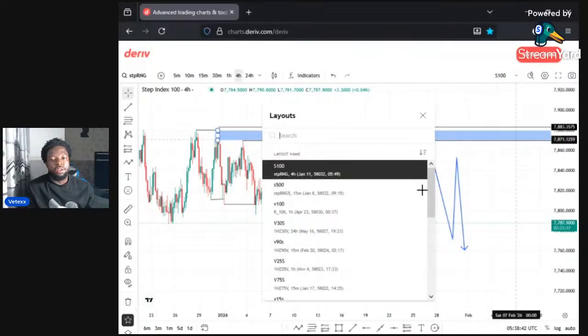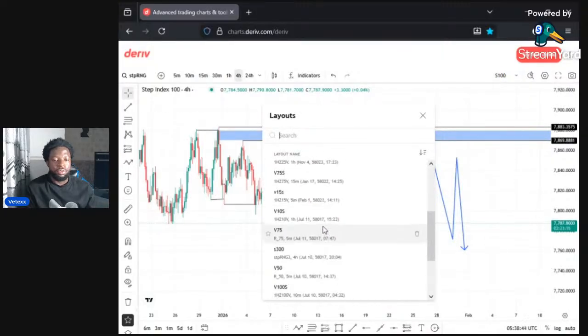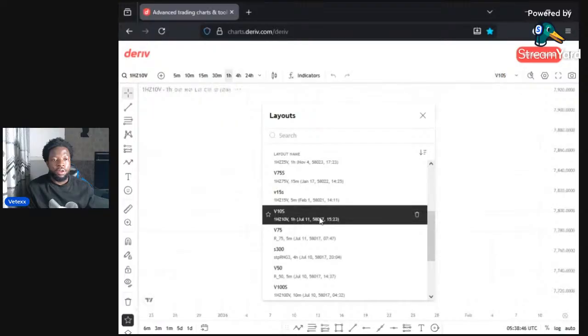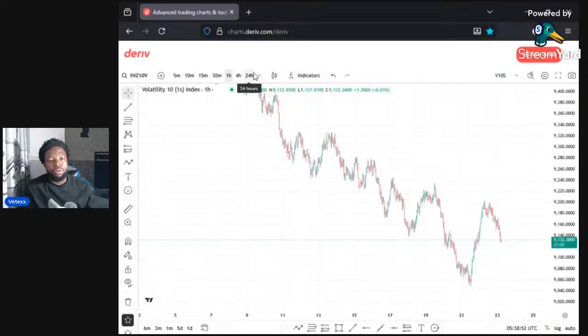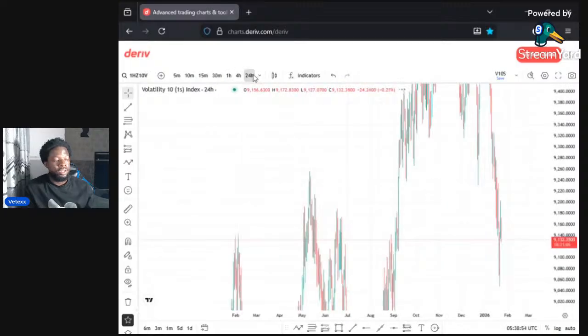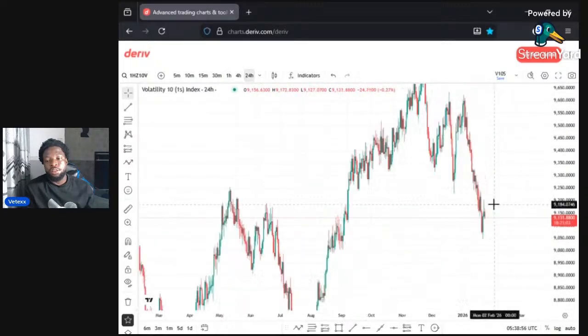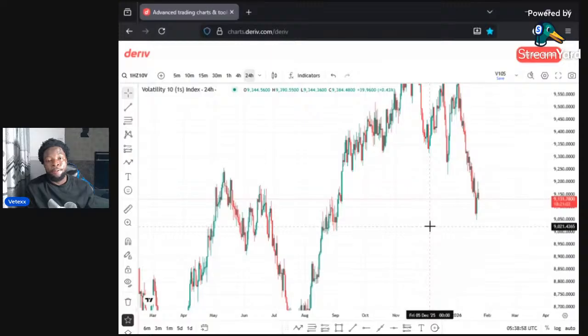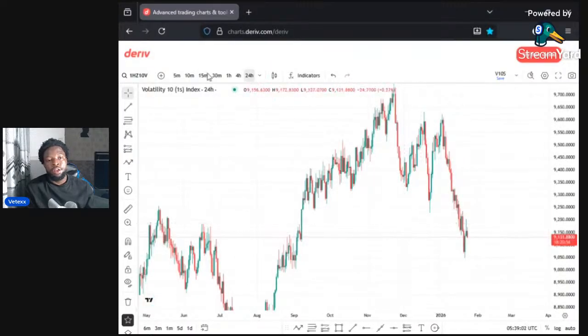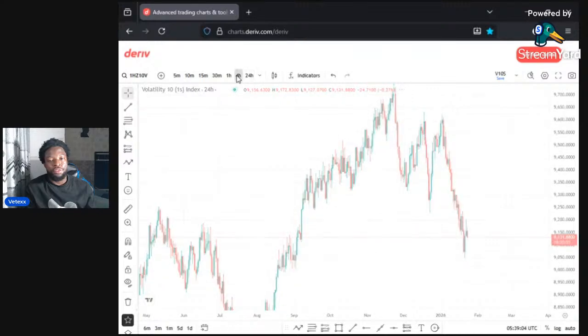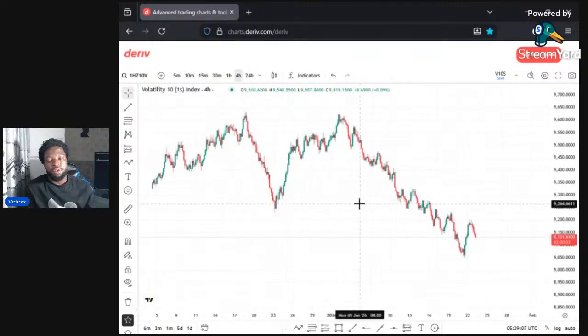So let's move on to the next pair and check what we have here. The next on our list is V10S. Let's check out V10S. Now on V10S, on the weekly time frame, V10S is bullish, and it's yet to smash its target. Right now, since we don't see any continuation on the 24-hour time frame, let's go to the 4-hour time frame to find our pattern.